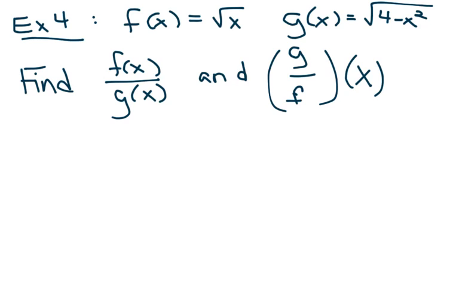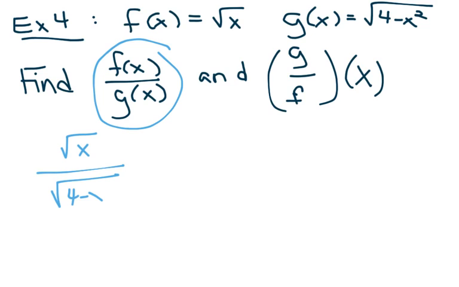Now, I've used some radicals here because that gives me a chance to go back and talk about domain for a moment. Again, something we did in Algebra 2. So let's start with f over g of x. I'm just going to put this in the numerator, and I'm going to put this in the denominator, and that's the answer.